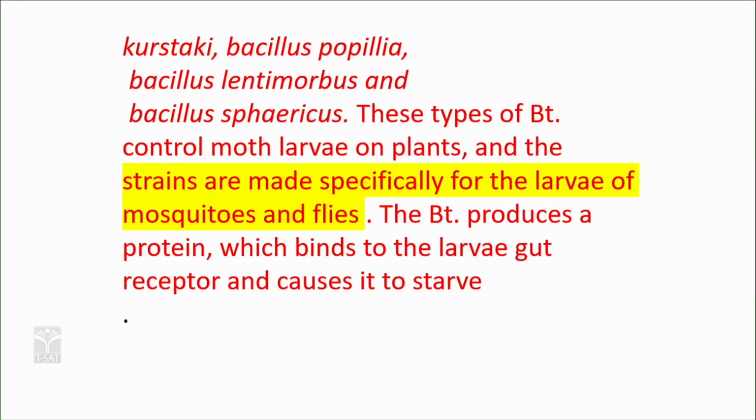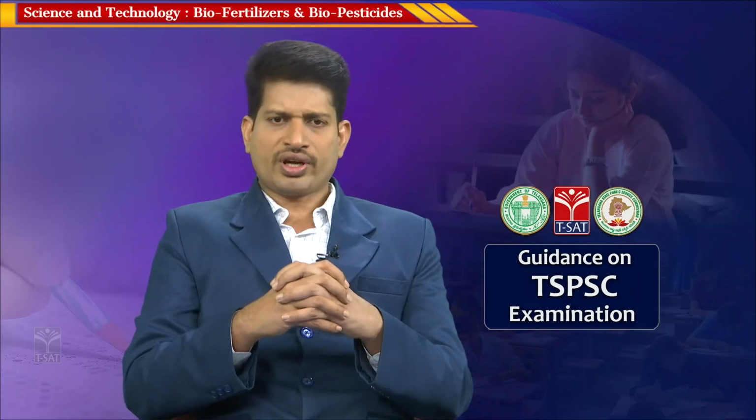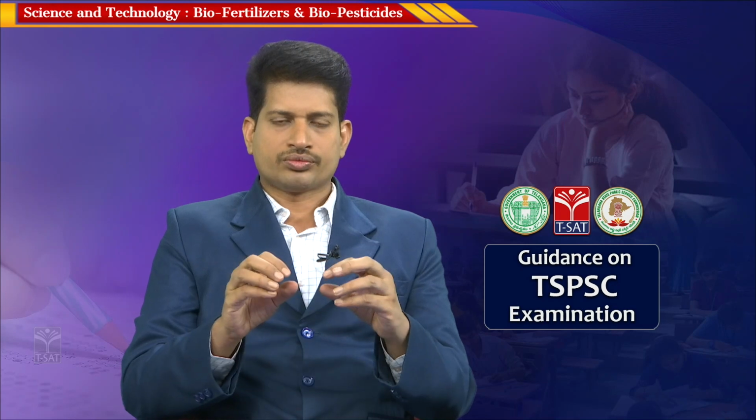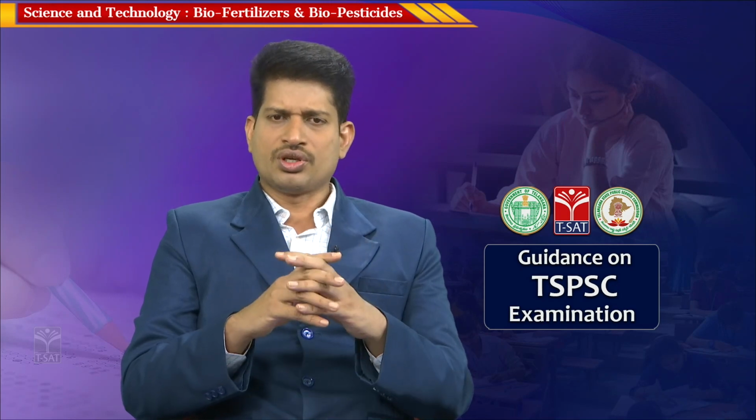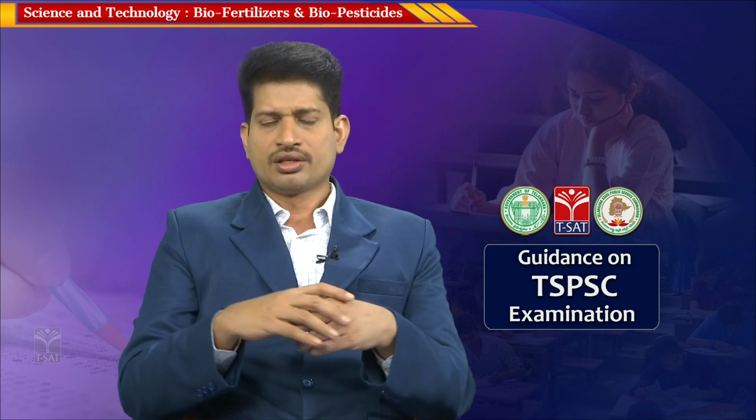Bt produces a protein which binds to the larvae's gut receptors and causes it to starve. So, what happens is these bacteria infect the larvae, and the larvae will not be able to feed and finally die. This is a different way of application of biopesticides.